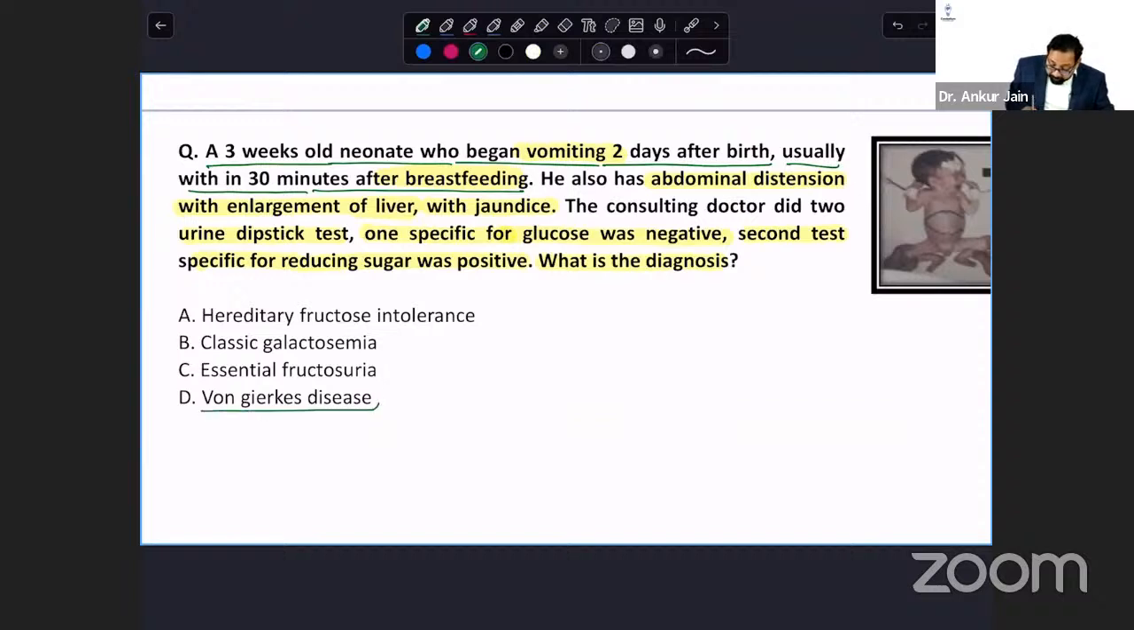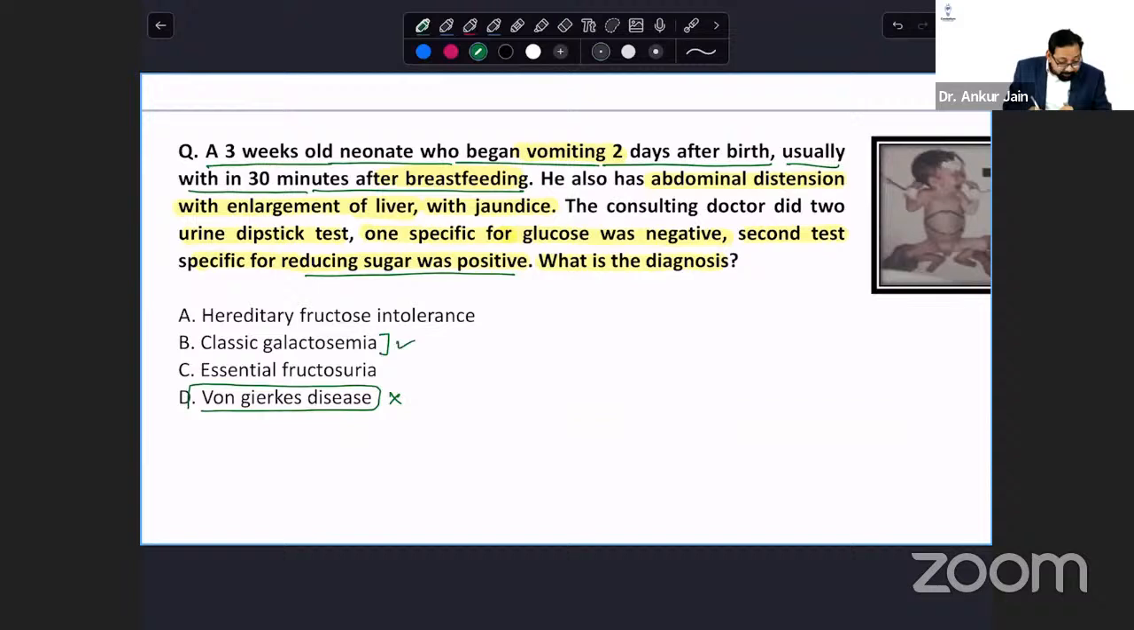Von Gierke's disease you can easily rule out. Yes, in von Gierke's disease hepatomegaly would be there, severe fasting hypoglycemia, lactic acidosis, hyperuricemia, so many symptoms. I'm not concerned about these symptoms. I will rule it out simply by saying that in von Gierke's disease, the reducing sugar test will not be positive. So it's not the answer. The answer is classical galactosemia.